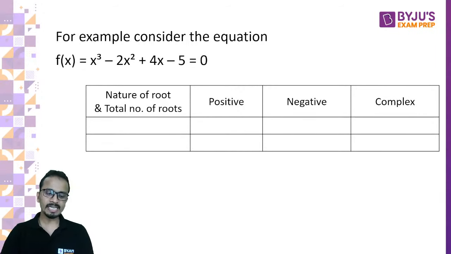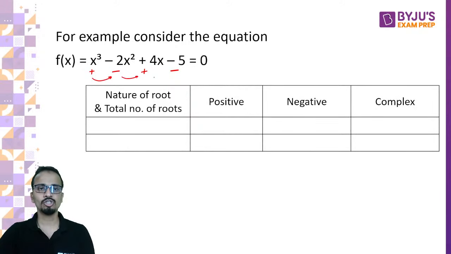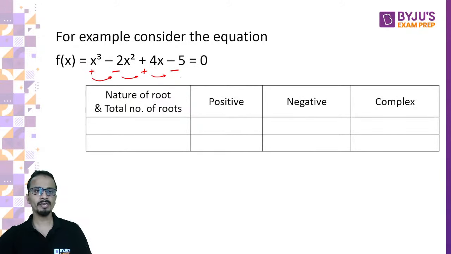All right, now Vicky, it is 3 times, not 4 times. So positive, negative, positive, negative. So number of sign changes 1, 2, and 3. Okay, so I can say that this equation will have a maximum of 3 positive real roots. All right, this is the first thing. Maximum 3 positive real roots.